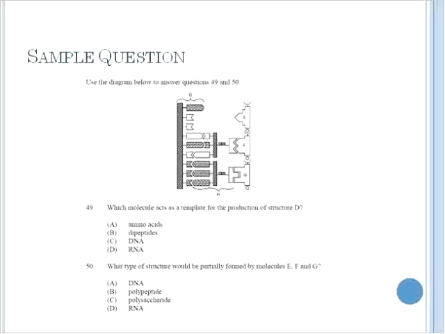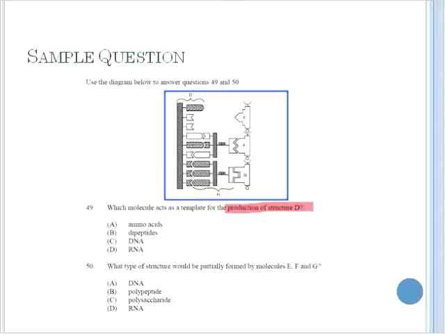In the past, public examinations have included questions on this topic, and I present a few of them for your consideration here. This question asks you to refer to the diagram that you see in front of you to answer a couple of questions. The first question asks you, which molecule serves as a template for the production of structure D? The first step is that you need to recognize that structure D would be messenger RNA. You are asked to then determine what molecule serves as a template for the production of messenger RNA. That answer would be C, DNA.